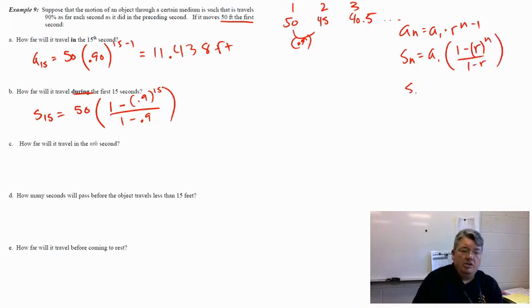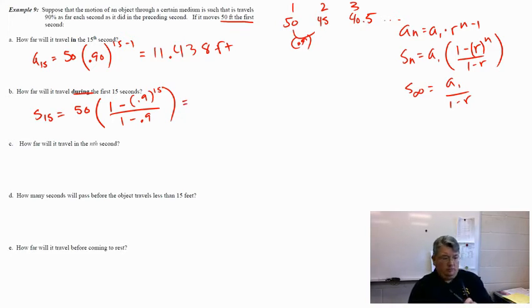And I'll bet we're going to use this formula eventually, s sub infinity equals the first term over 1 minus the ratio. So if I enter this in my calculator, 50 times big fraction 1 minus in my parentheses 0.9 to the power of 15 all over 1 minus 0.9. There I get 397.054, and this is going to be feet.